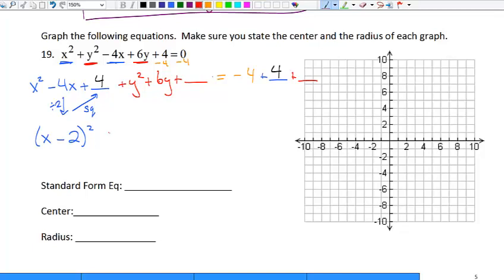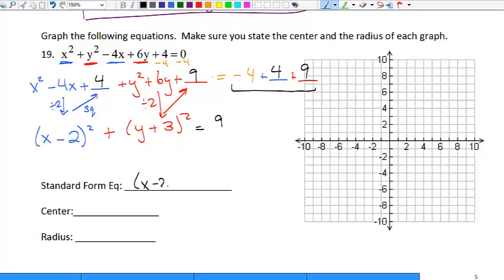All right, let's do that again. Plus (y plus some number) squared. And how do I get that number? I divide by 2. So 6 divided by 2 is 3. 3 squared gets me 9. Again, it's always positive. If I add 9 to the left, I also have to add a 9 to the right. When I add up all of the values on the right-hand side, -4 plus 4 is 0, plus 9 is 9. That gets me my standard form, (x - 2) squared plus (y + 3) squared equals 9.